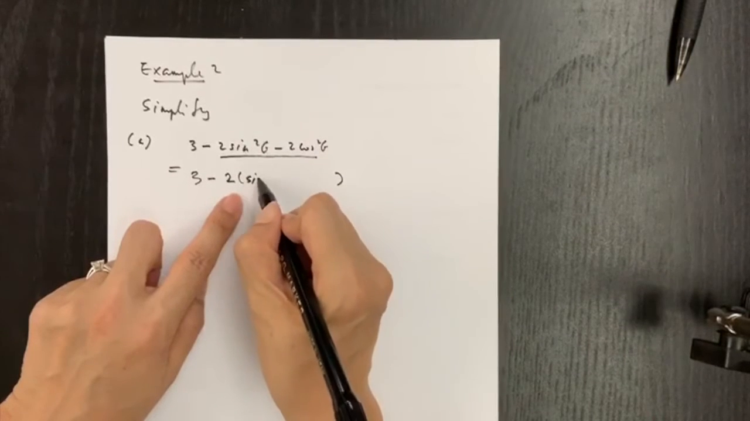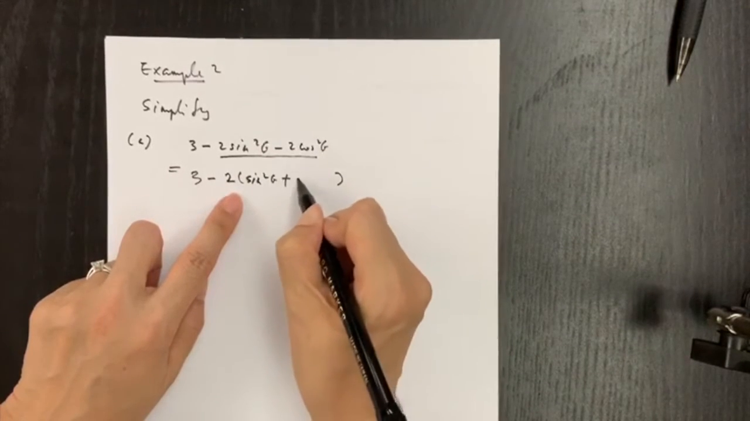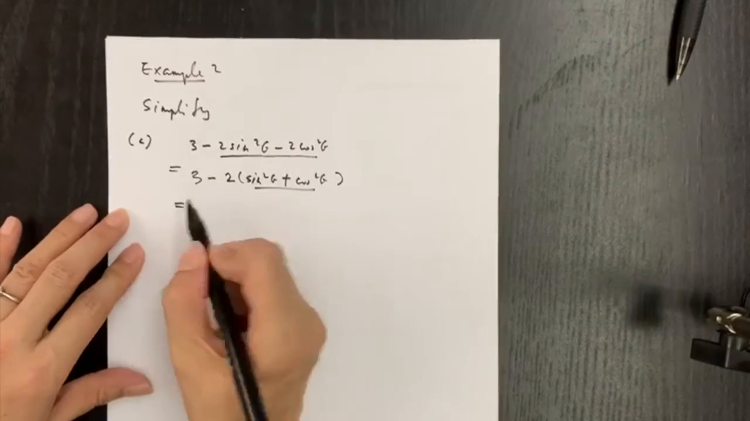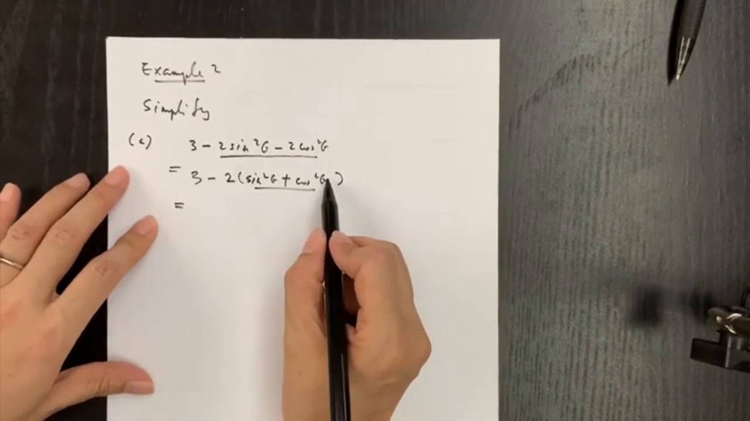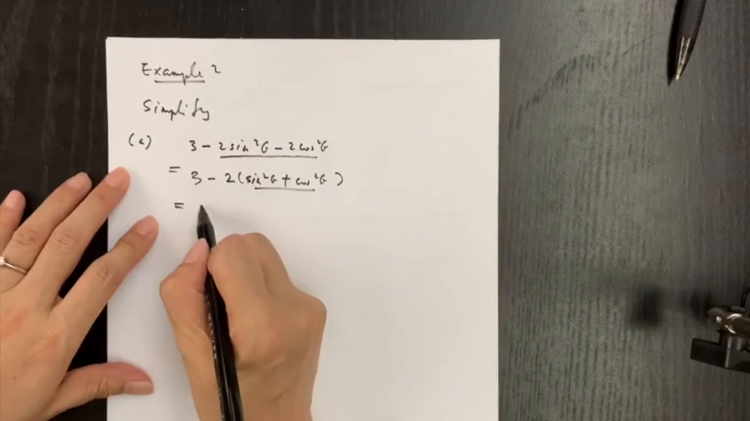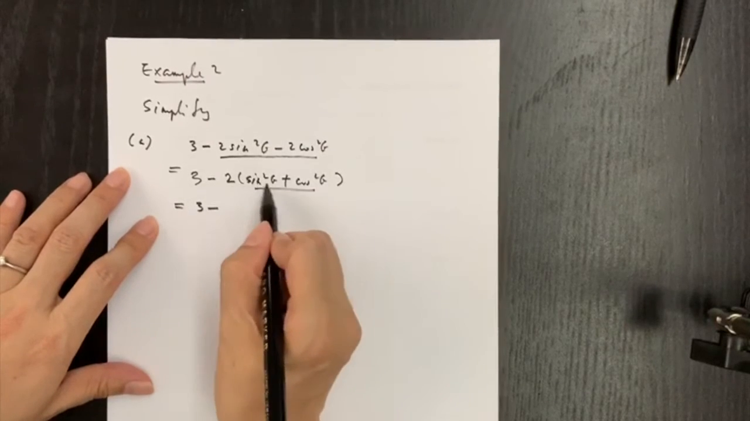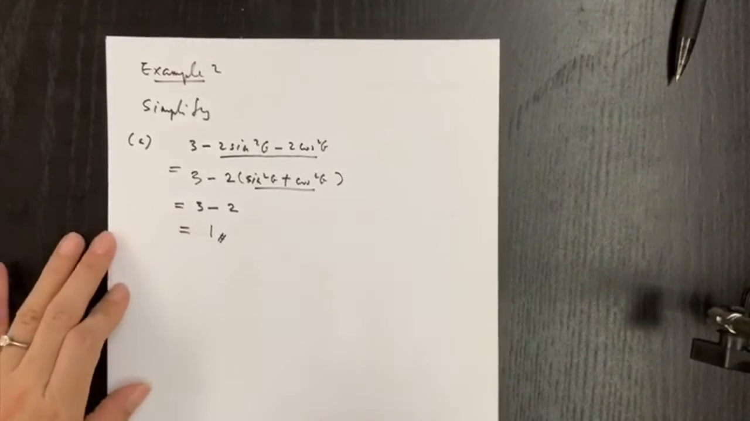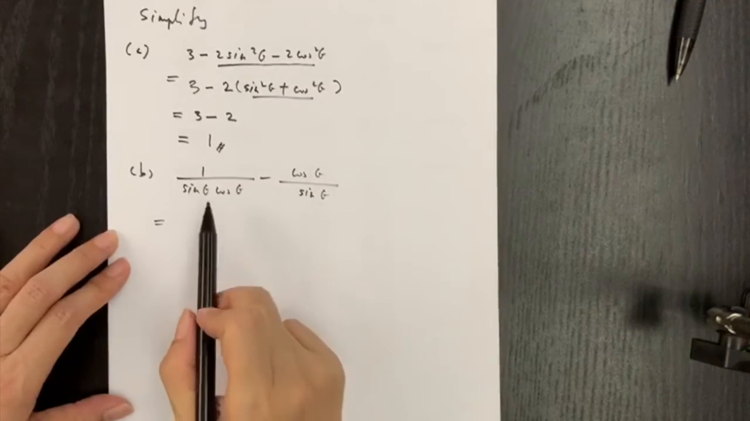So that will be sine square theta plus cosine square theta. Okay, so this is very good because sine square theta plus cosine square theta is equal to 1. So therefore we have 3 minus 2 times 1, which is 2. The final answer is 1. So how about this one?